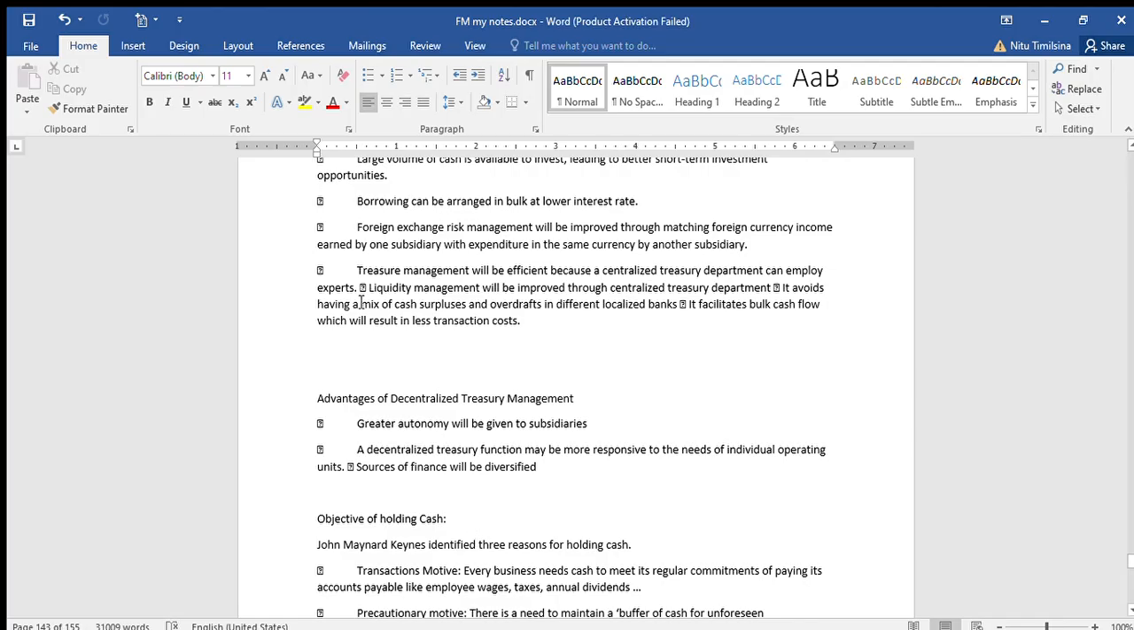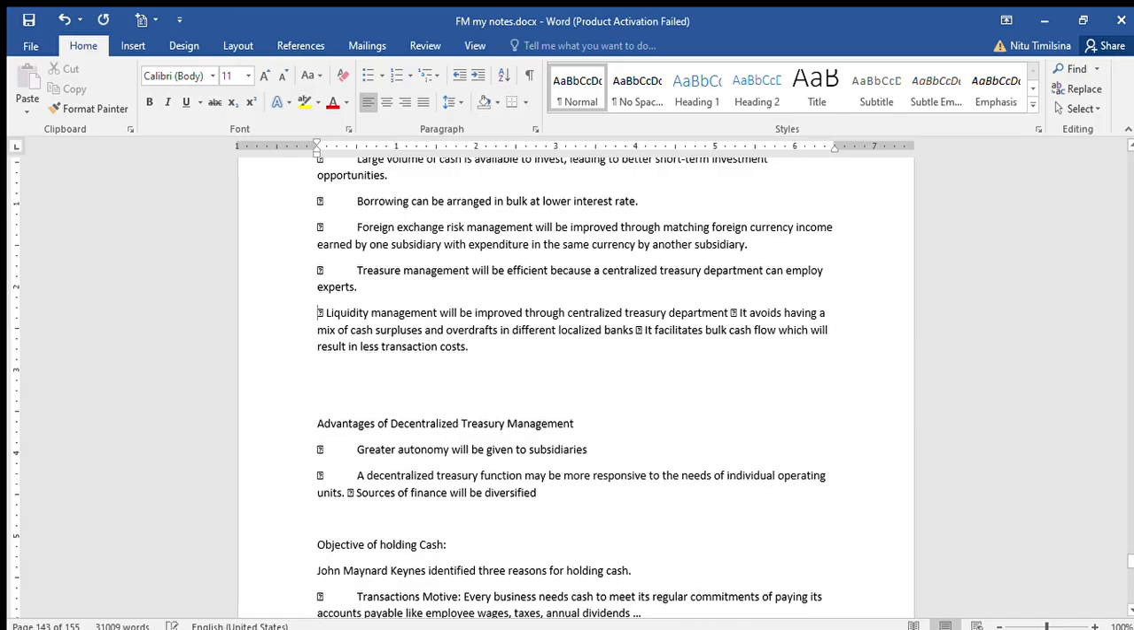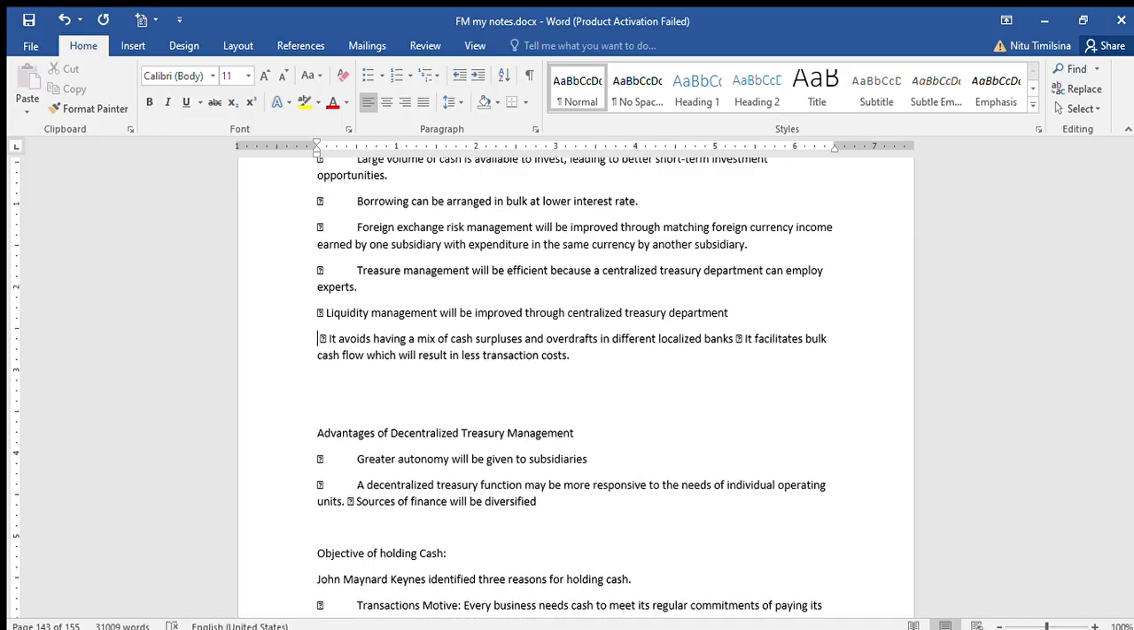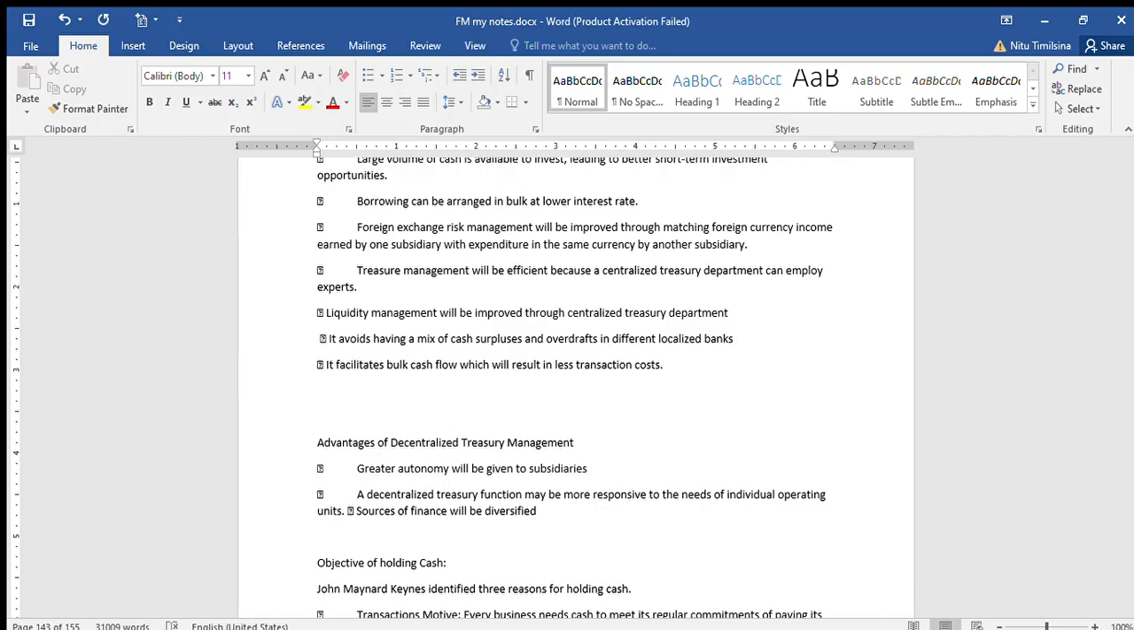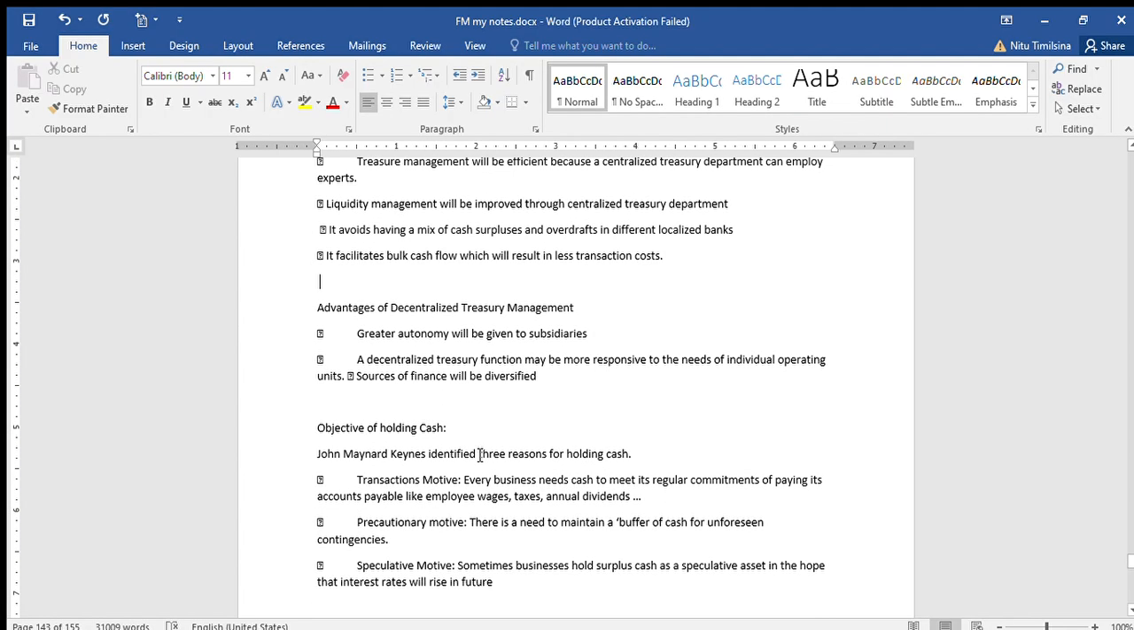Liquidity management will be improved by a centralized treasury department. It avoids having a mix of cash surplus and overdraft in different local banks. It facilitates bulk cash flow, which will result in less transaction cost. Advantages of decentralized treasury management.